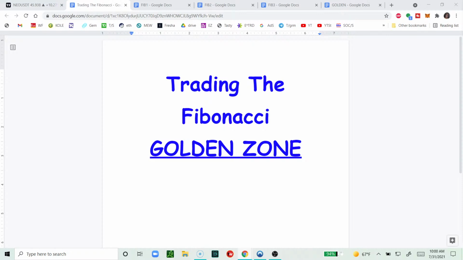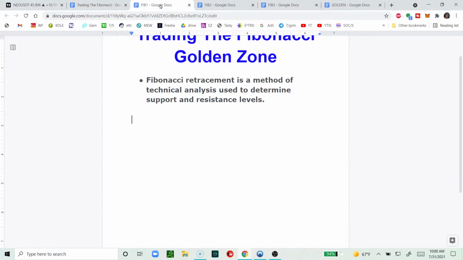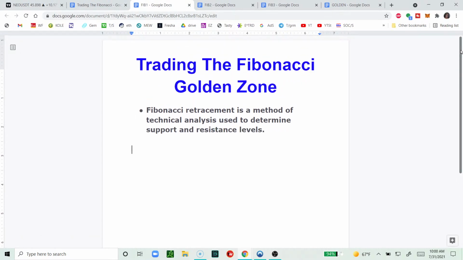And today I'm going straight into the topic for this live stream, which is trading the Fibonacci Golden Zone. So probably the first thing is to find out what the Fibonacci levels are, or they're also called the Fibonacci retracement. So that's the very first thing before we talk about the Fibonacci Golden Zone.